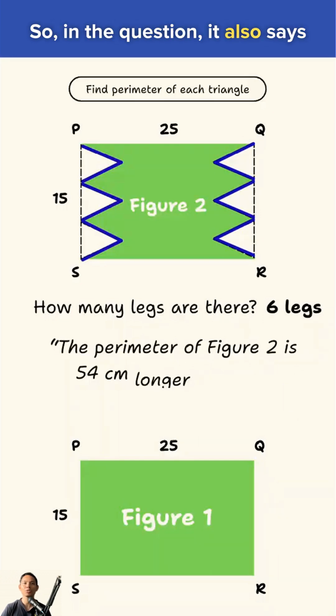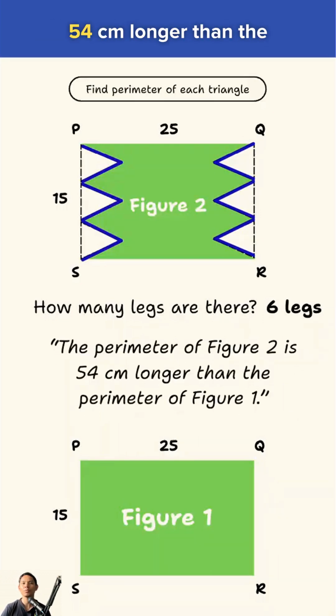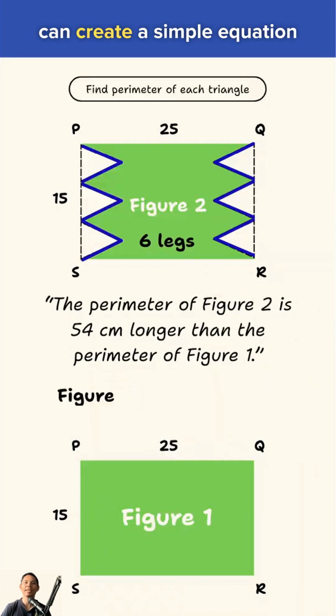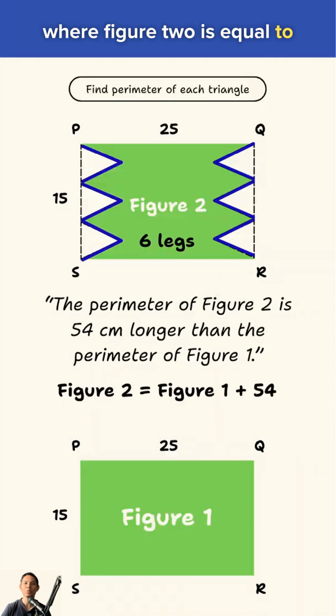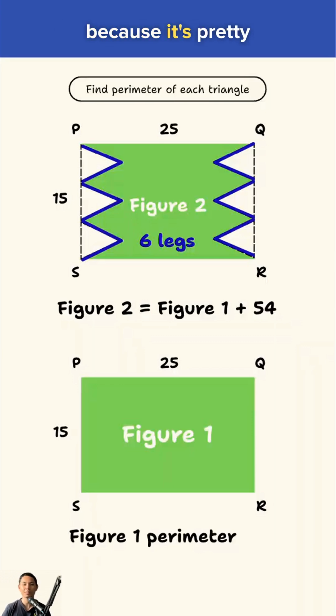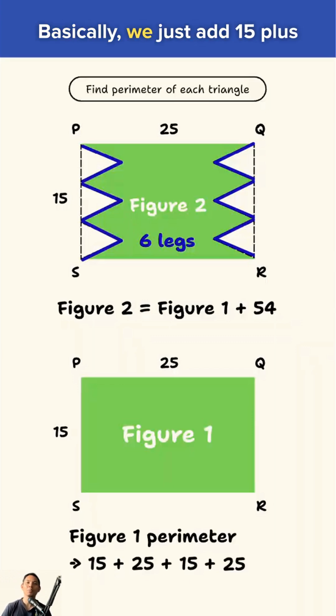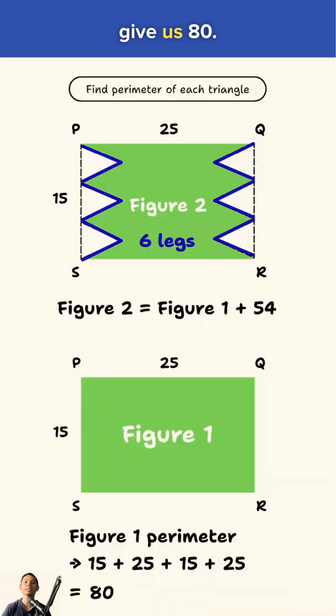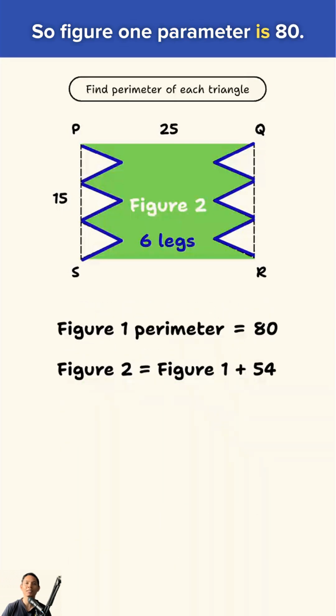So in the question, it also says the perimeter of figure 2 is 54 centimeters longer than the perimeter of figure 1. So in this case, we can create a simple equation where figure 2 is equal to figure 1 plus 54. So from here, we can get the perimeters of figure 1 and figure 2. Let's get figure 1 first because it's pretty straightforward. Basically, we just add 15 plus 25 and 15 plus 25, and this will give us 80. So the figure 1 perimeter is 80.